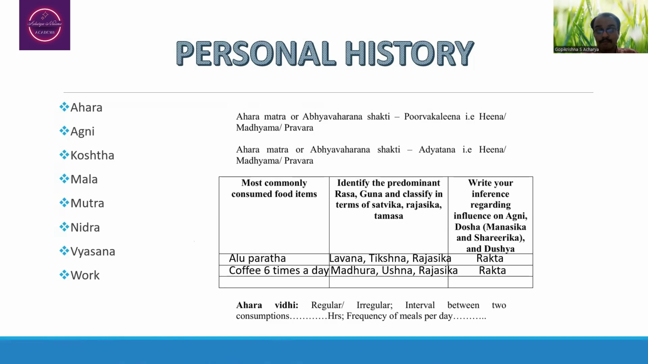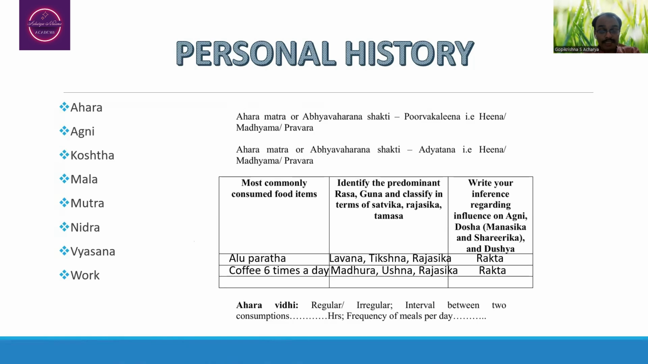For example, if the person is consuming aloo paratha, naturally aloo paratha may be having lavana rasa, that may be having tikshna guna, and that may increase the rajasika aspect. So aloo paratha consumption may be responsible for the increase of abnormal rakta in the body, thereby increasing abnormal pitta in the body.